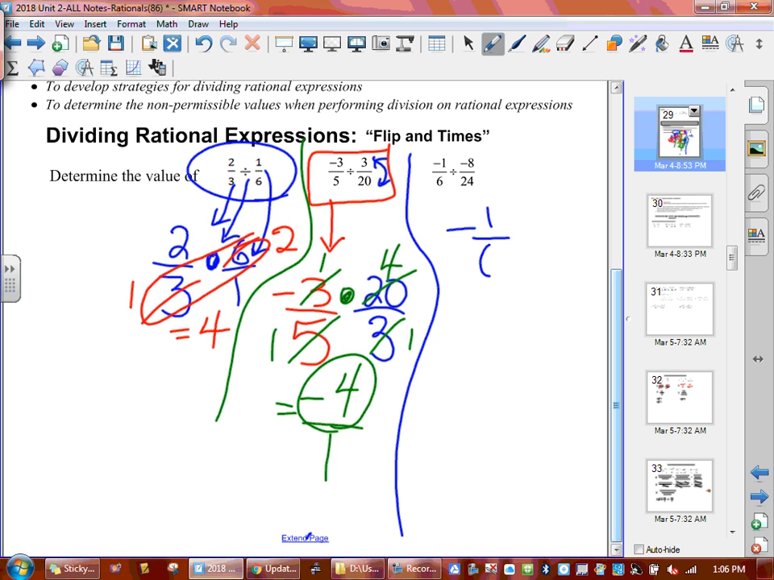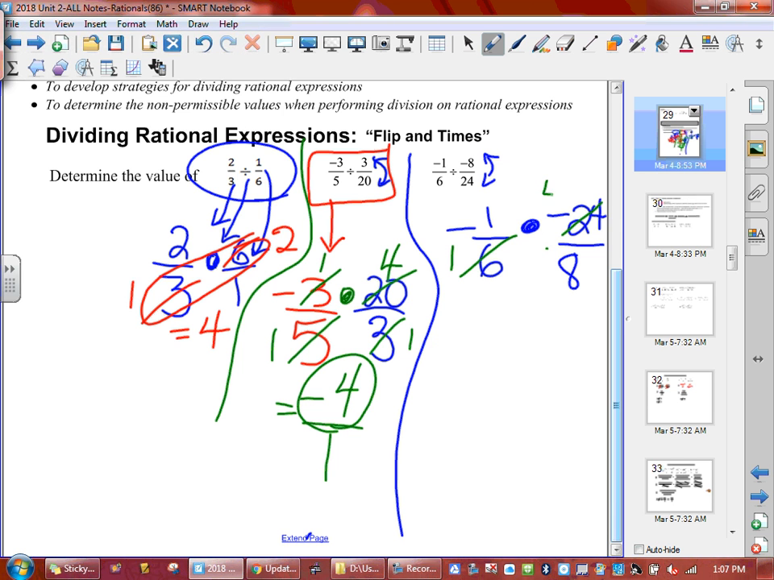Okay, the next one we're going to look at has a negative 1 over 6. And we're going to change the middle to timesing, and we're going to flip the other two numbers. Now the negative sign will stay on the top though. Okay? The negatives always will float to the top. So it'll be negative 24 over 8. So now we're going to take a look at both of the digits. Diagonally, between 1 and 8 we can't simplify, but between 24 and 6 we can. So 24 and 6 both divide by 6, becomes a 1, becomes 4.